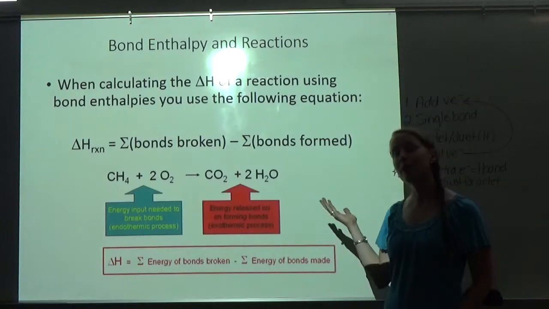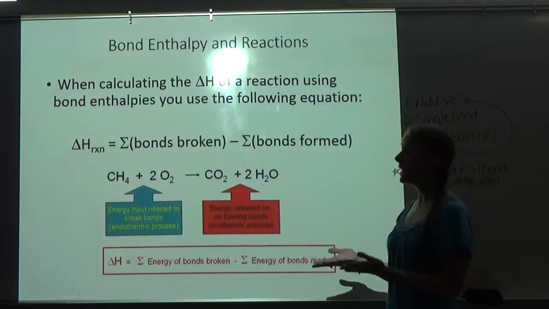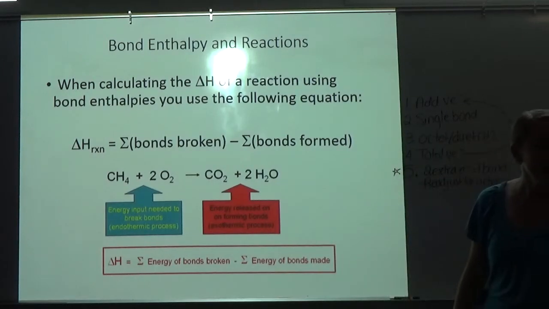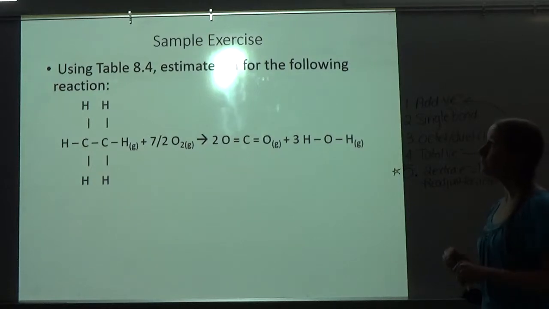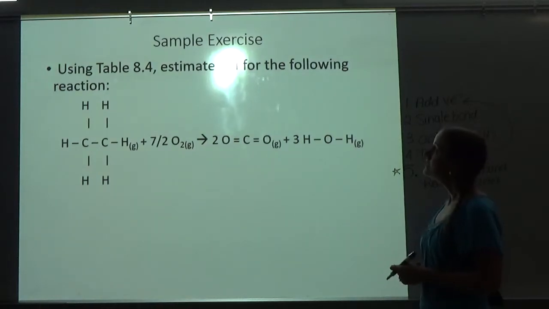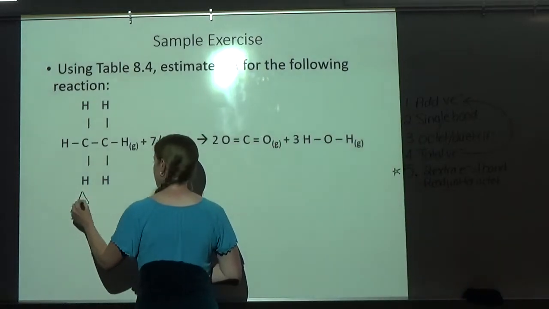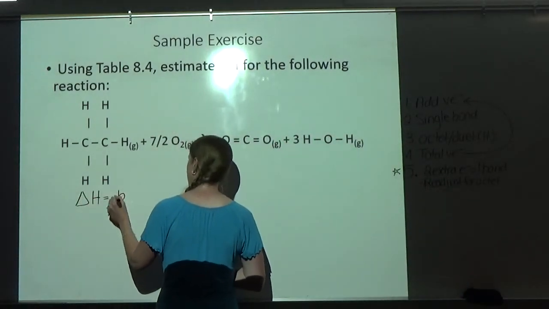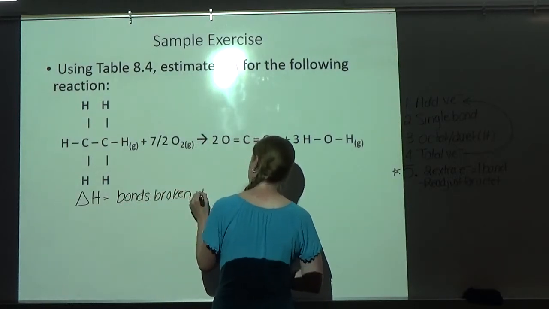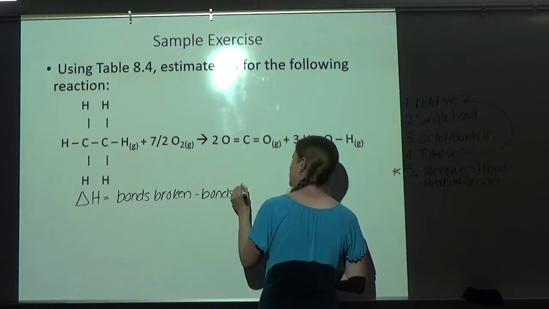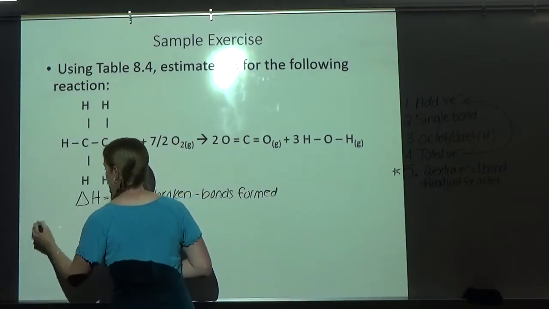Now sometimes you might have to draw the Lewis dot structures to tell what bonds we're actually looking at here. So let's look at the first one together. So it says, using table 8.4, which is in your packet, estimate delta H for the following reaction. So remember, delta H is your bonds broken minus bonds formed. I'm not going to write the whole summation and everything like that. Alright, so let's look at what we're breaking here.